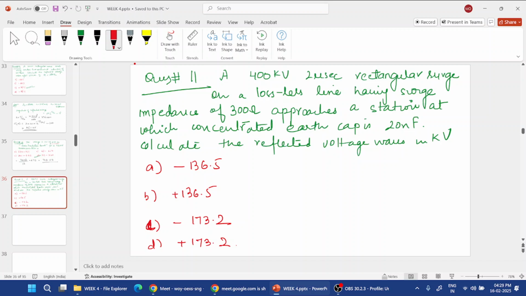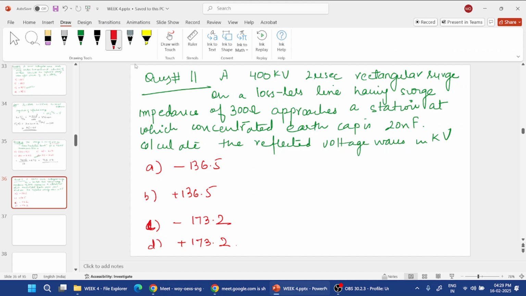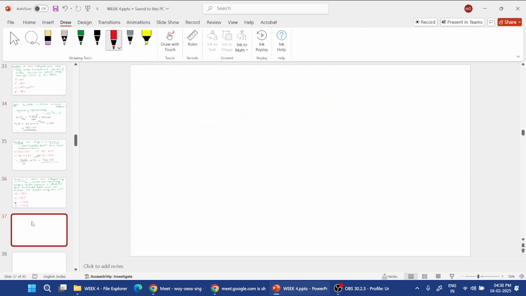Now here what happens is this. It is terminated in a capacitor whose value is 20 nanofarad. So you have to give the reflected value answer in the chat box. So I will solve it for you.